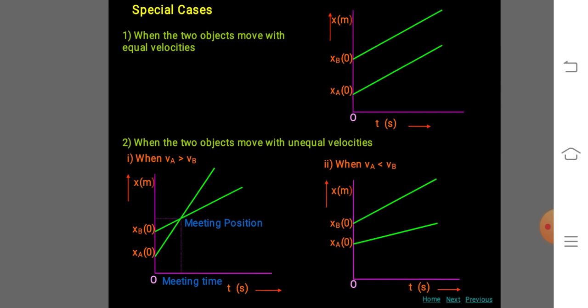In the first case we have seen two objects moving with equal velocity. They show parallel straight lines. But in the second case, there are two cases: VA greater than VB and VA less than VB. So try to understand these two graphs when the two objects move with unequal velocity. So we have seen the equations of a freely falling body and relative velocity. Thank you.